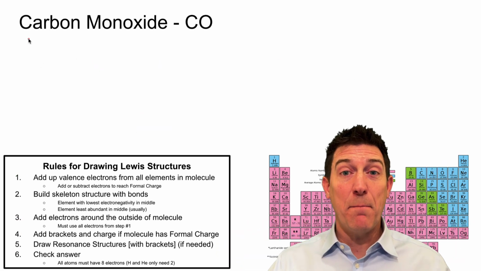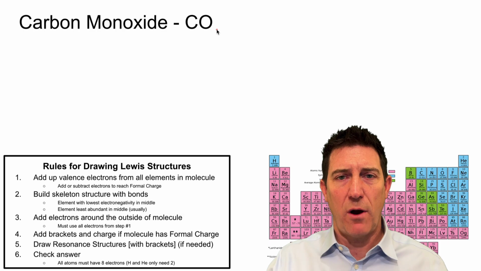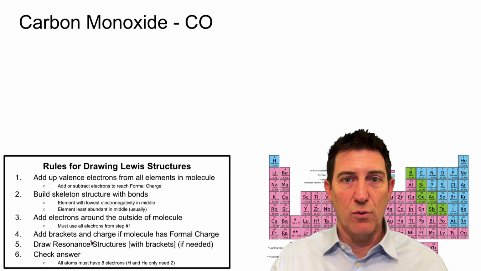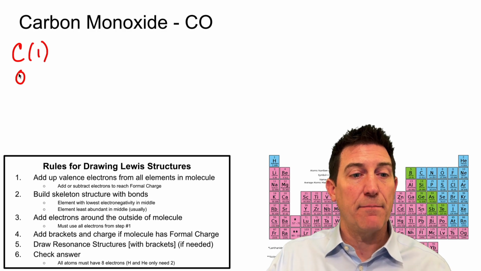Next one, carbon monoxide. Notice this is similar to the last one. I put carbon dioxide up there and there were 2 oxygens. This is monoxide. Mono means 1. But nothing changes about our rules. We don't know if this has multiple bonds or not, and it doesn't even matter. All we need to do is follow the steps.